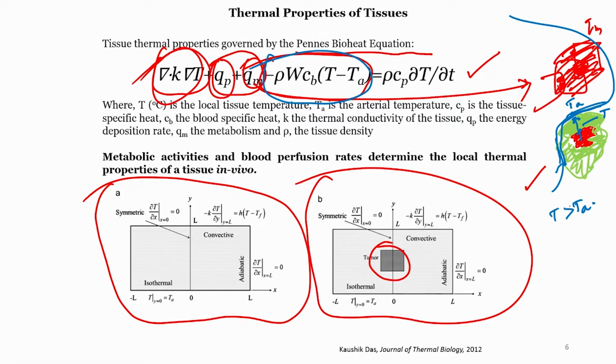So, in all cases T will be greater than Ta, provided there is a heat generation site. So, there will be a heat flow from here to here, and this heat flow will then heat the blood that is flowing, and that blood will take the heat to the rest of the body. This way thermal transport through the tissue also happens, okay.